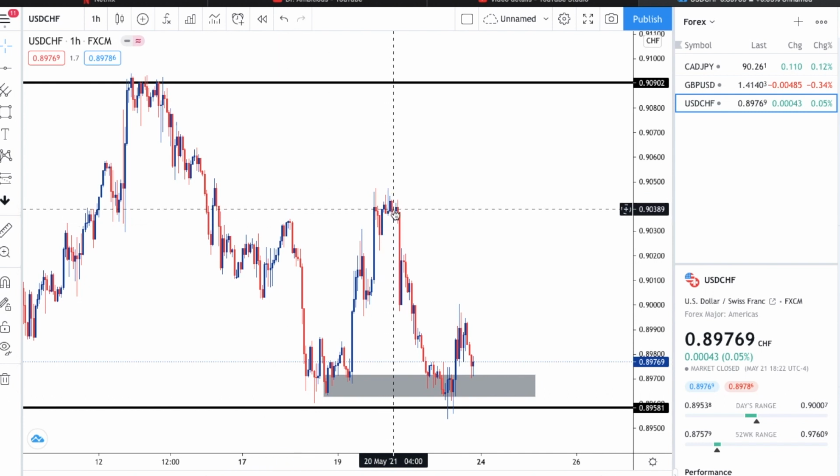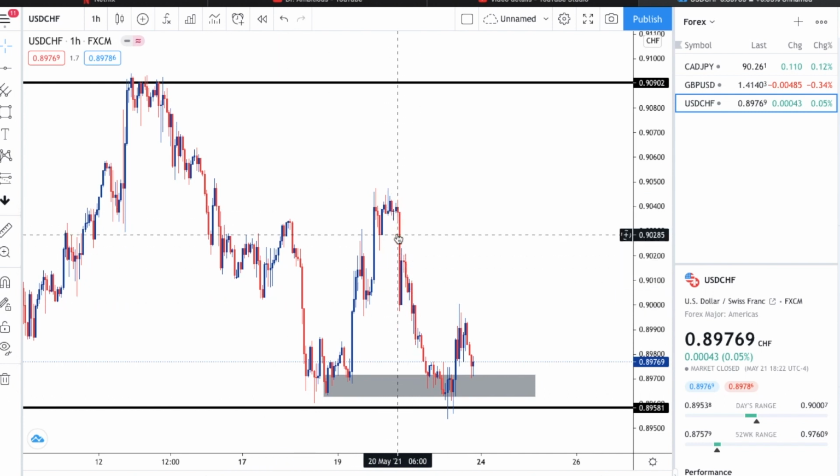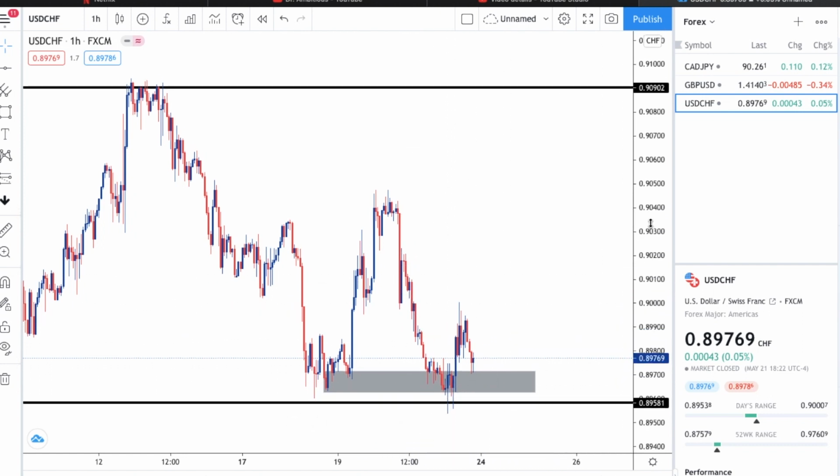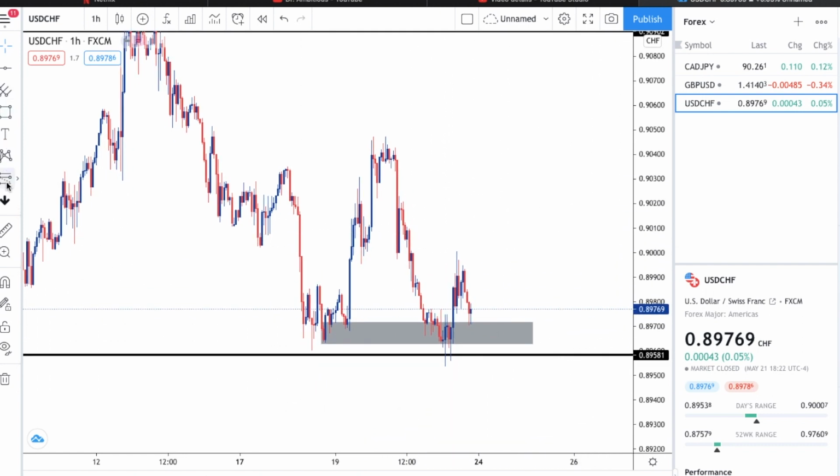Now what I would do is wait for price to come all the way down. Guys, you have to be patient. Wait for price to come down to your entry point before you enter the trade. And I'll show you guys a trick. This usually happens sometimes in the market.